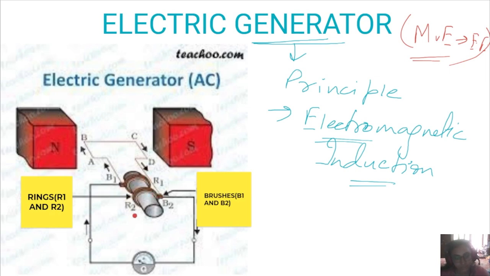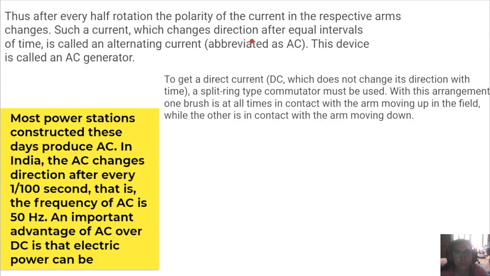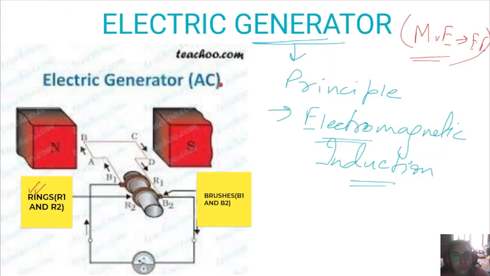And brushes, the same thing, so it's the same as it was in the electric motor, but instead of split rings there are full rings here. Why are there full rings? Because we'll understand that. So what is happening here is that again you are moving the arm, so now you are providing the mechanical energy, so you are moving the coil.